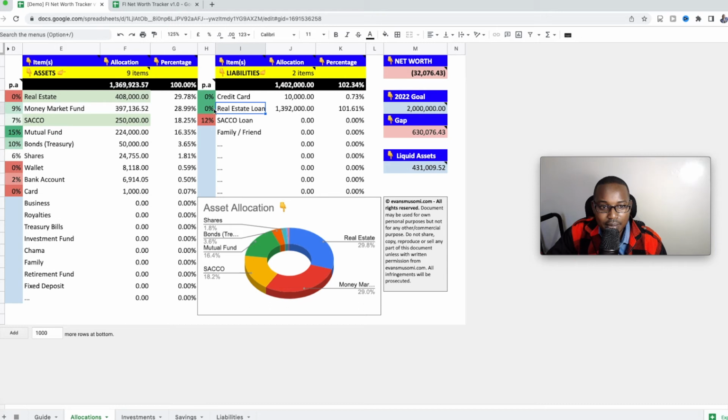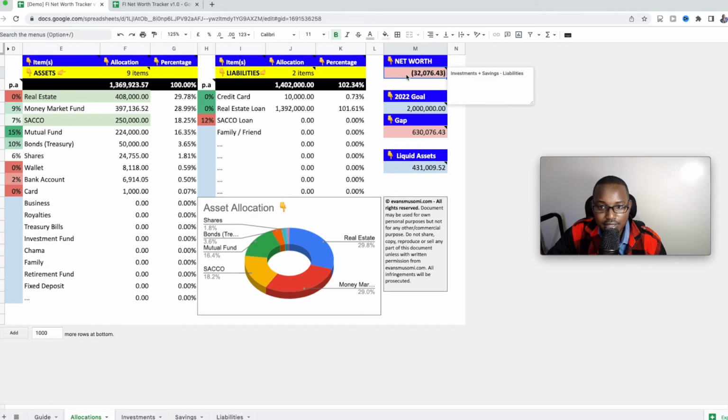They could be liabilities if they actually take money out of his pocket, like if he takes a 12% Sacco loan. But for what he has here, it says that they don't take money out of his pocket so far. On this other side, we see his net worth is negative at the moment.